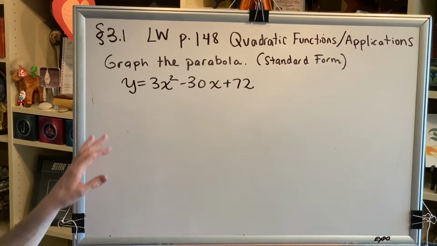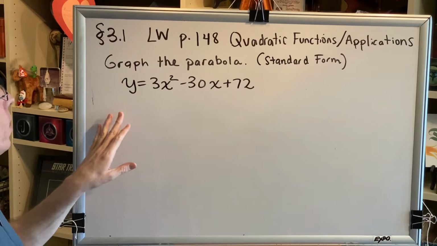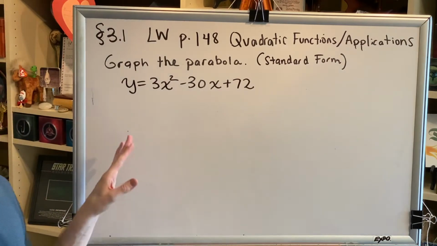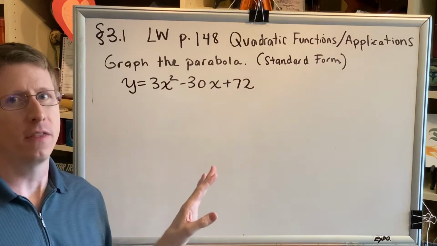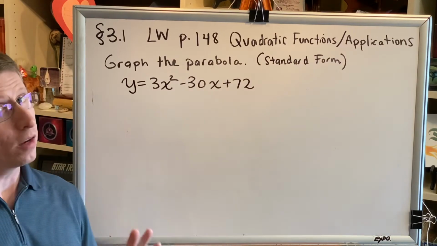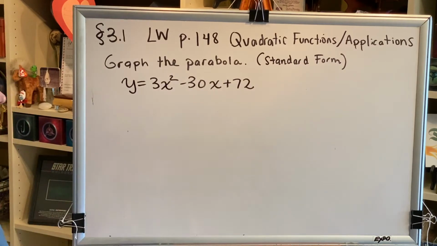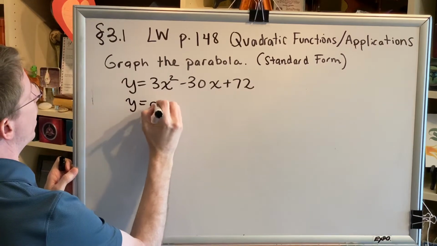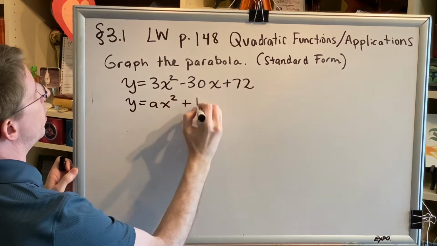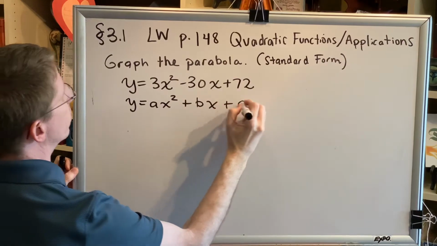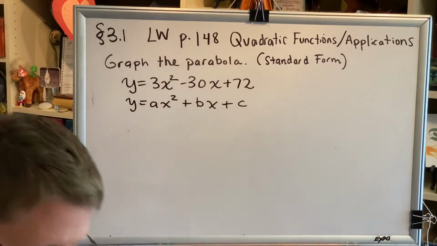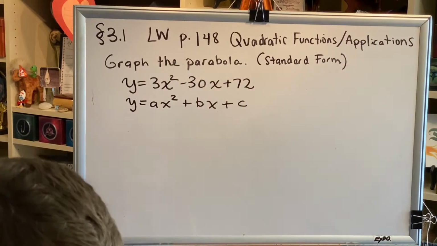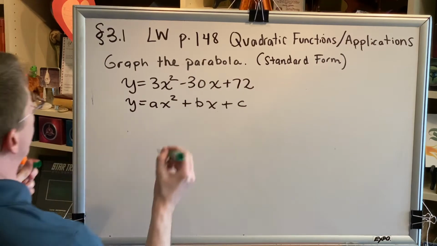All right, here's our first problem. Y equals 3x squared minus 30x plus 72. Notice the absence of parentheses here, which means we are not in vertex form. We are likely, therefore, in standard form, and indeed we are. Standard form is ax squared plus bx plus c. All right, so the first step here is to identify the values of a, b, and c.